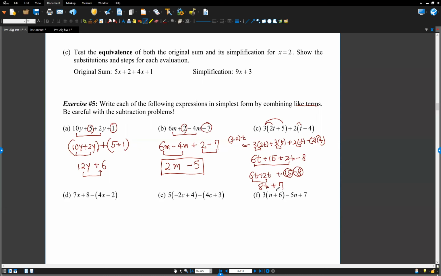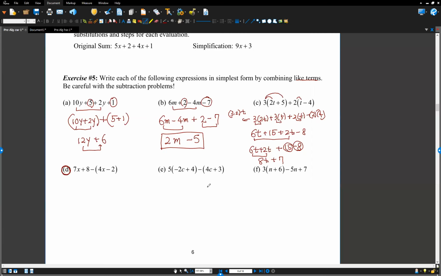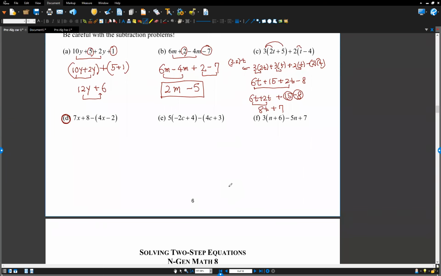Okay, now can you guys try number D by yourself? Everybody try number D first, okay? Simplify, because we can see like terms, 7x and 4x, like terms, and another constant, 8 and 2. It's a constant. It should be simplified. How can you find simplified? Okay, I'll give you 1 minute. Try this one, everybody. I'm going to use a different color this time.